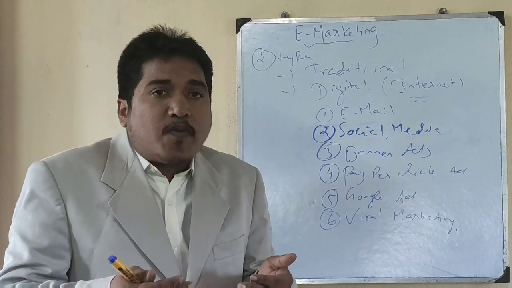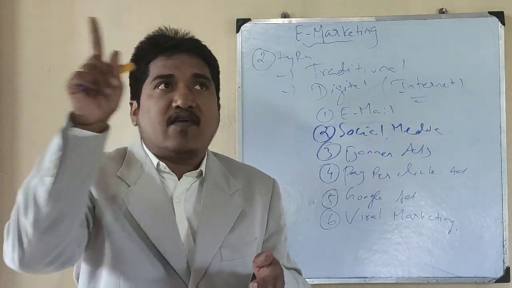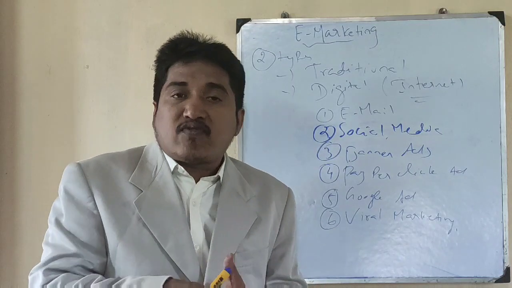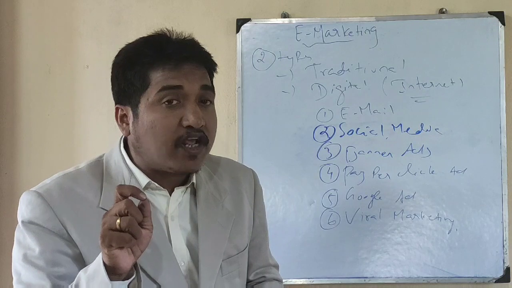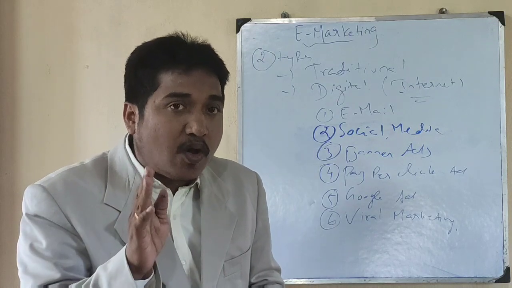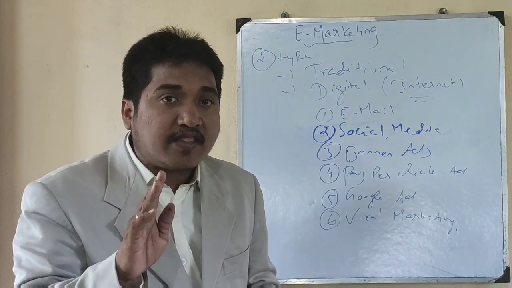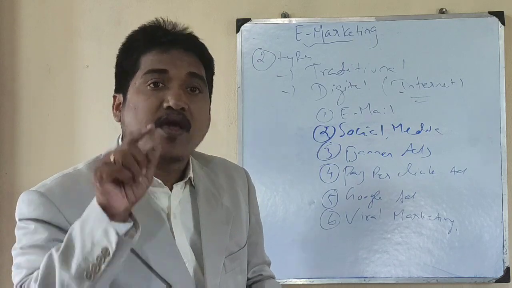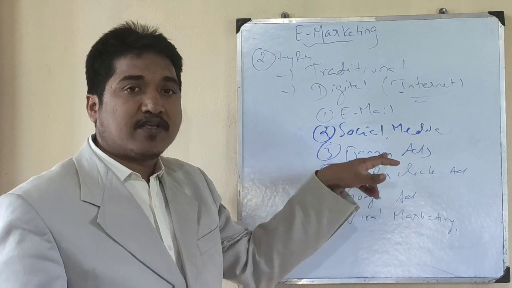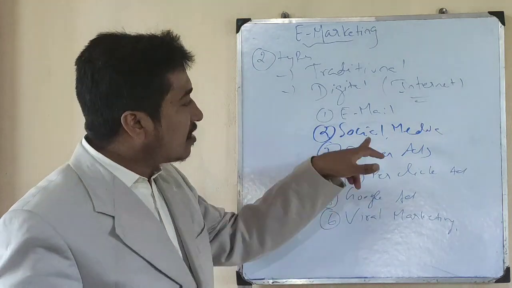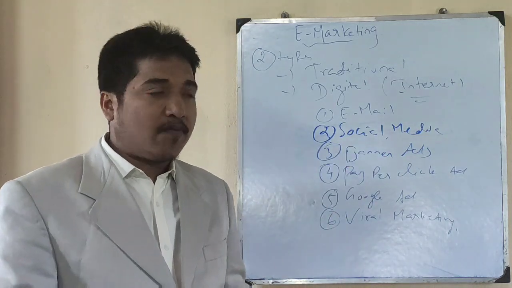Okay, suppose you open your Facebook and look at the right side and left side, you see a number of advertisements regarding some products. How are those advertisements coming? It is the company that is marketing their product to the consumer. Based on the social media websites, they are marketing the product. This is called social media e-marketing.